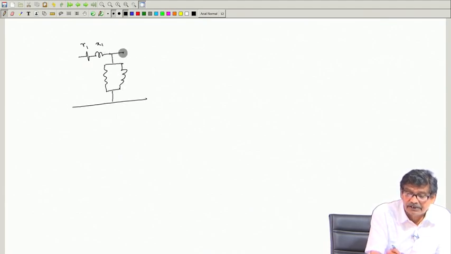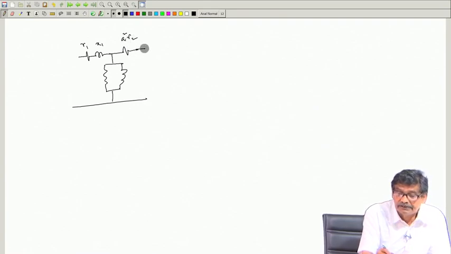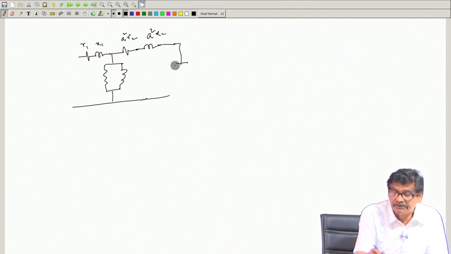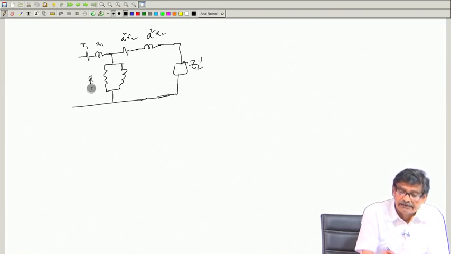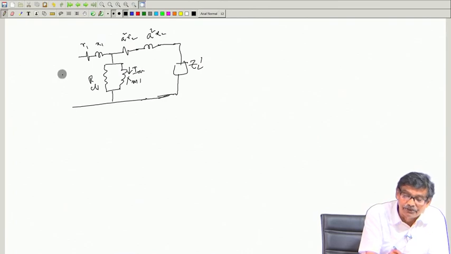Suppose referred to side 1, I am drawing R2 dash, X2 dash. This is the equivalent circuit, and here is your reflected impedance Z2 dash, and this is Rc1 and Xm1. Magnetizing current decides B max, and this voltage will decide what is the value of Im in the exact equivalent circuit. Here is your V1.